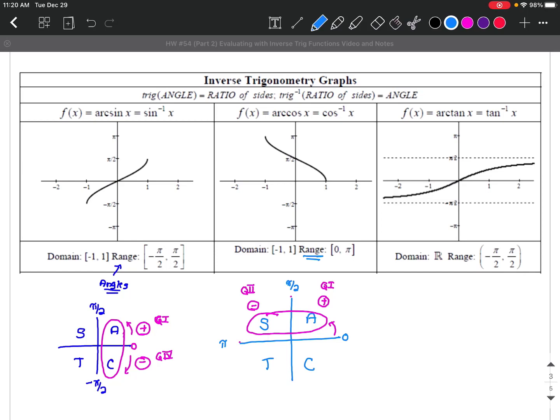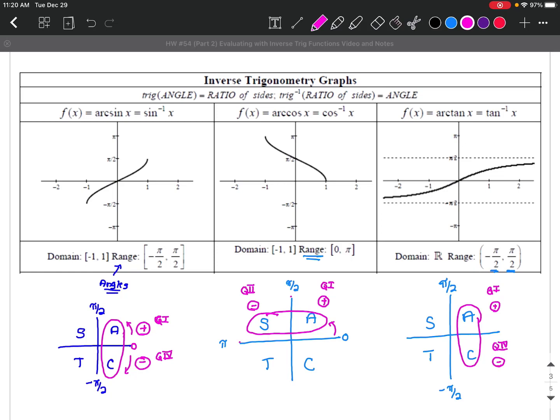And notice cosine is the only one that has that range. The only difference with the range on the tangent is you can't be at these endpoints because tangent is undefined at pi over 2 and negative pi over 2. Okay, so we're still dealing with the first and the fourth quadrants. The difference is we can't be those quadrantal angles. All right, tangent of angles in the first quadrant are positive. Tangent of angles in the fourth quadrant are negative.